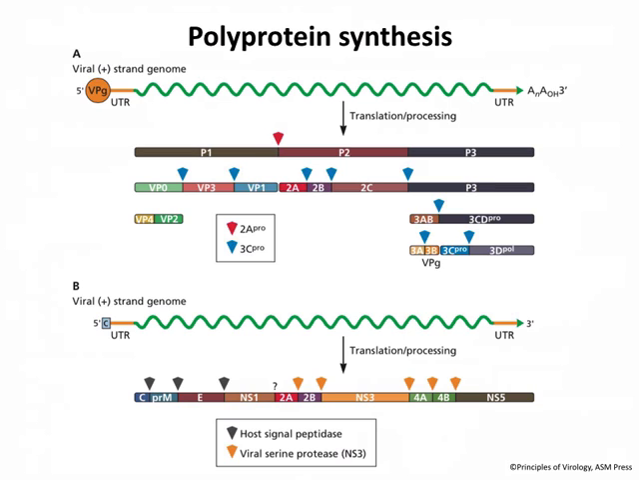Their genome is shown on the bottom. Again, a plus-stranded RNA. They make a long polyprotein, which is then cleaved by proteases. For the flaviviruses, they use a combination of viral proteases and cellular proteases to do this. So it's a very simple solution. It's not the only one. It's one way that you can make many proteins and get around this monocistronic limitation.